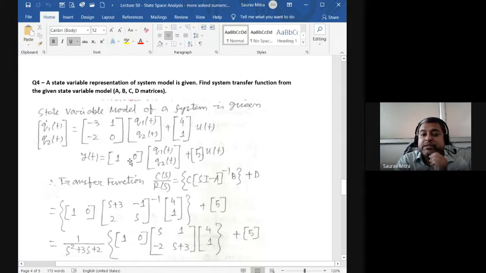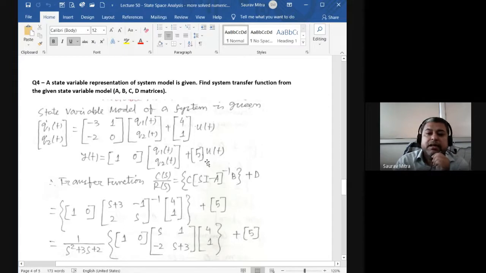C matrix is [1, 0] and D matrix is 5. So what is the equation of y(t)? The equation of y(t) is q1(t) plus 5u(t). I'm repeating, y(t) is q1(t) plus 0 q2(t) plus 5u(t).